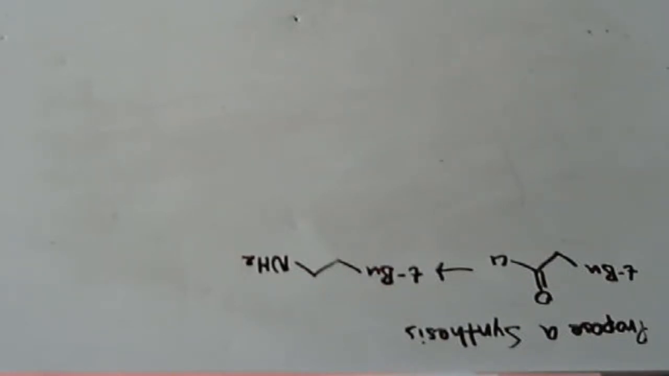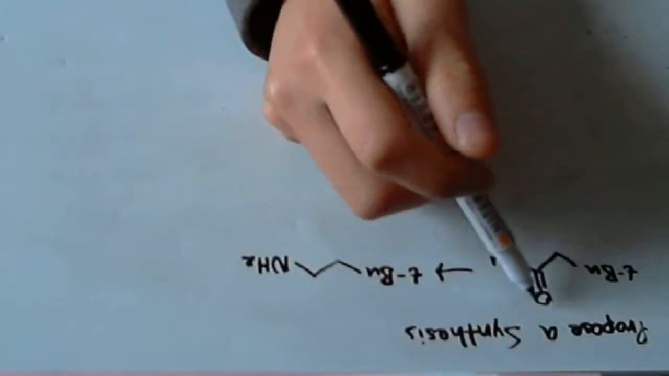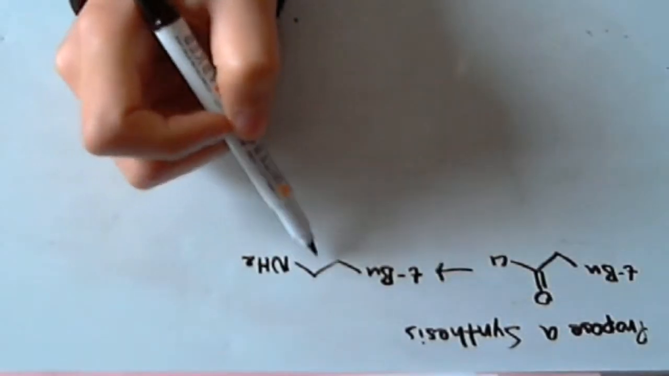Hi, this is OrgoChemSimplified, and here we're doing a synthesis problem. We're asked, how do we go from this acid halide to this primary amine?